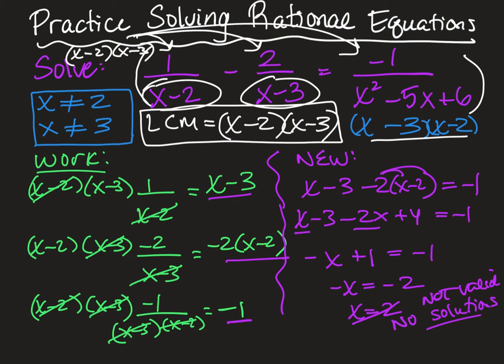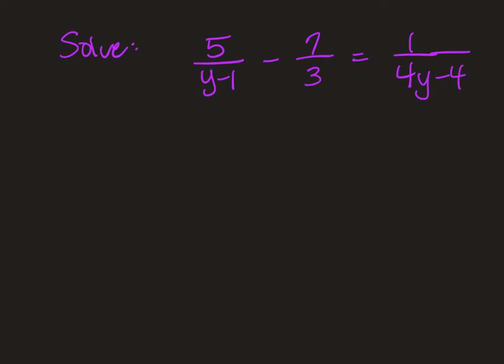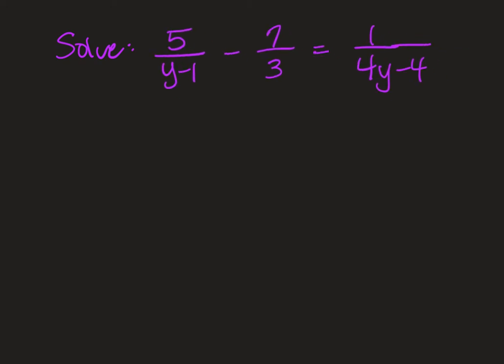Okay, so let's try another one. Let's try one last one. So now let's try to solve 5 over y minus 1 minus 7 over 3 equals 1 over 4y minus 4. So we're going to do a couple of things. We're going to get this ready and see if there's any values y can't be.